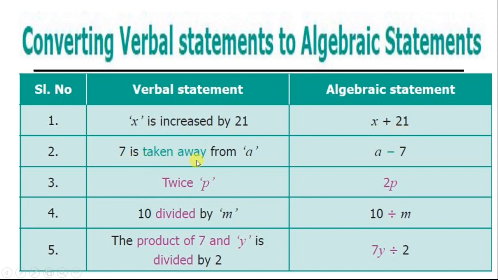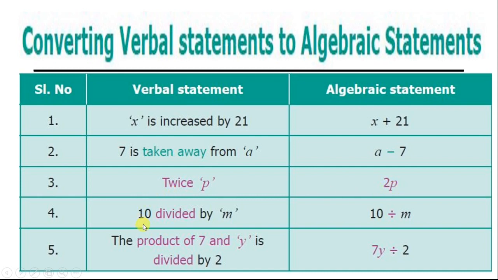Similarly, 7 is taken away from a. Taken away means from a we are taking 7 things outside, so we go with subtraction here. It is a minus 7. Next we go with twice p. Twice means 2 times. So we write this as 2 into p. Twice p means 2 times p, 2 into p.